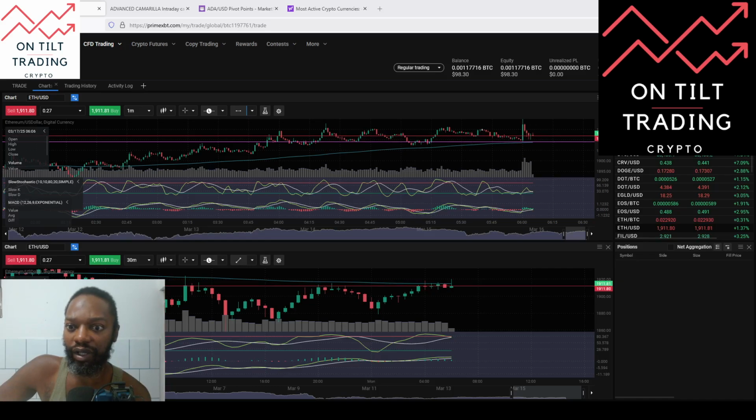This could turn around and be a long, but right now what I'm seeing says that this is a potential short here from R3 down to S3. But we'll keep an eye on it here for the open of the US market.